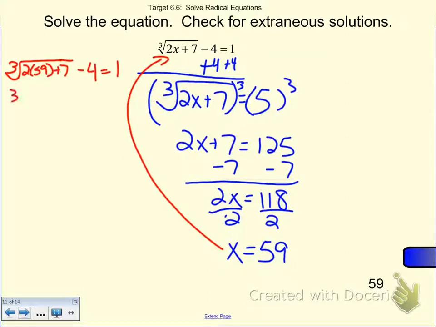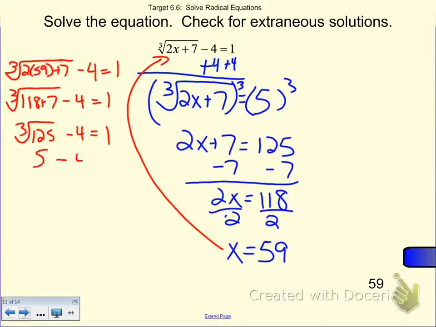So we have the cubed root of 2 times 59, which is 118, so we have the cubed root of 125. The cubed root of 125 is 5. 5 minus 4 is 1. Does 1 equal 1? Yes, it does. So x equals 59.